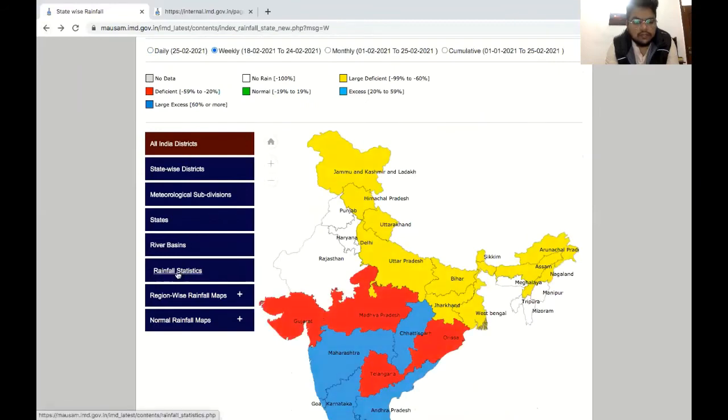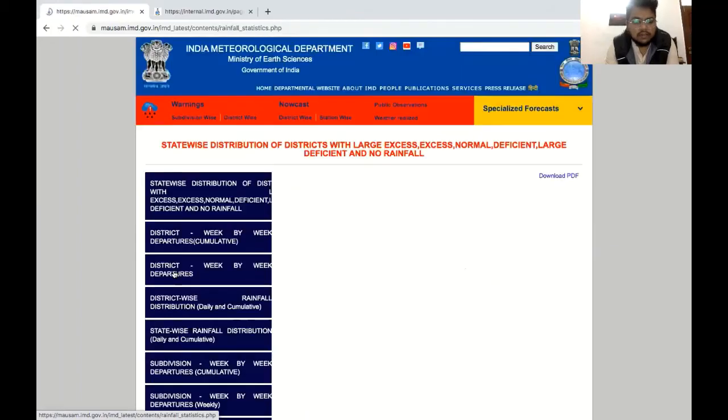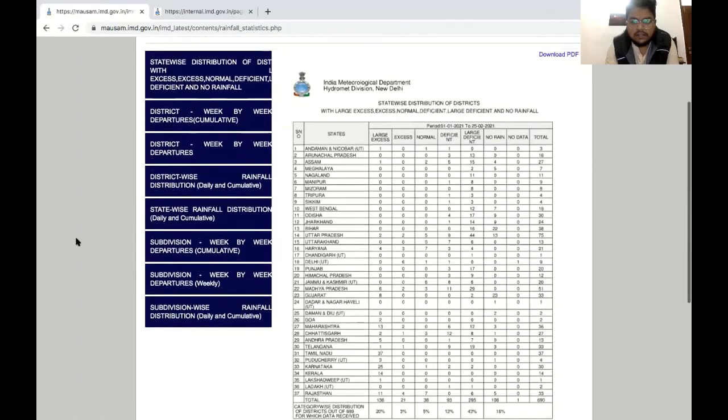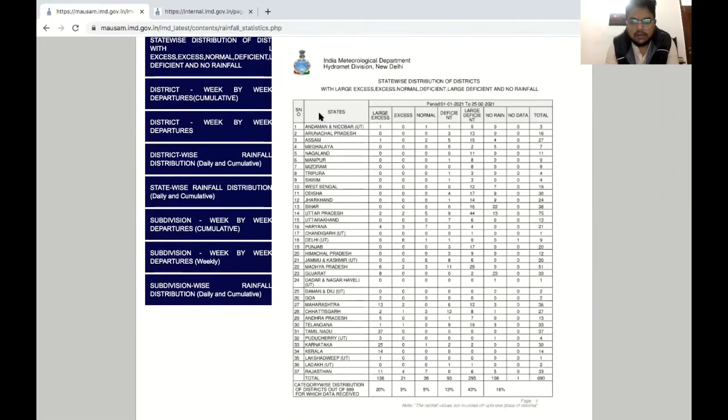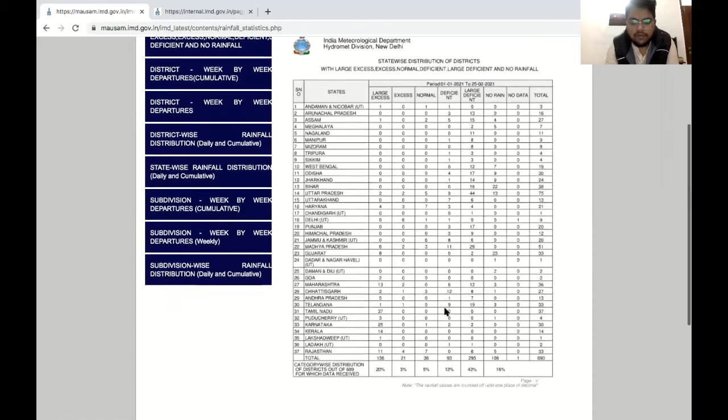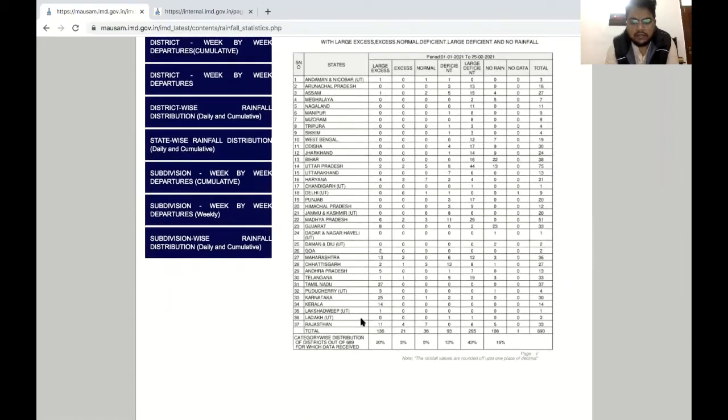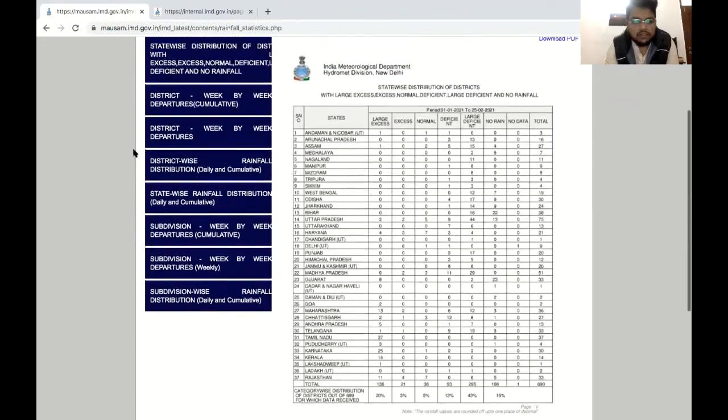So we'll get into rainfall statistics, which can be viewed as a table. This basically lists all the states and union territories of India, and it tells you how many districts have had large excess rainfall, normal rainfall, from 1st of January to 25th of February. And you can clearly see that the South Indian states have a lot of large excess districts, and the North Indian states, Central Indian states and Northwestern states have a lot of large deficient districts, which clearly shows where the rainfall distribution has been.